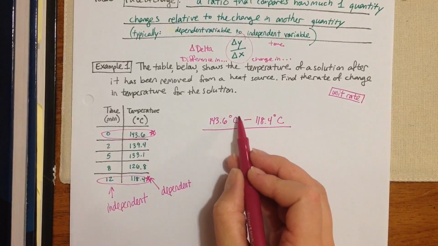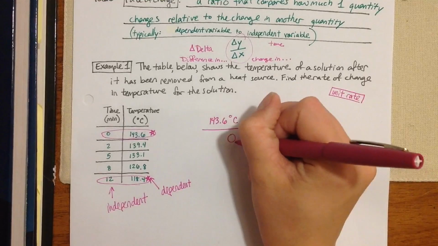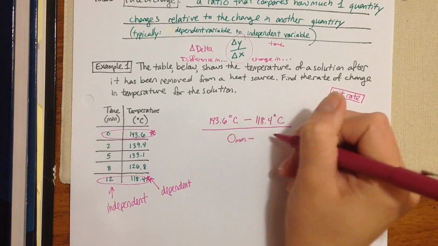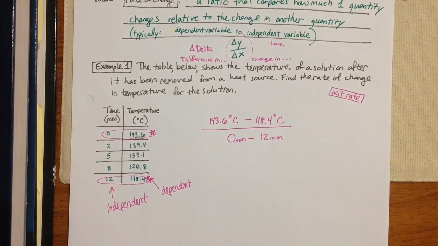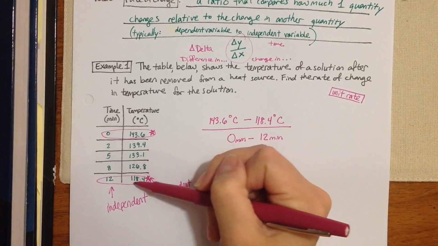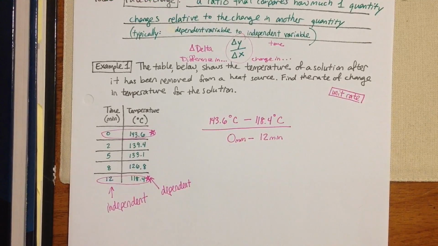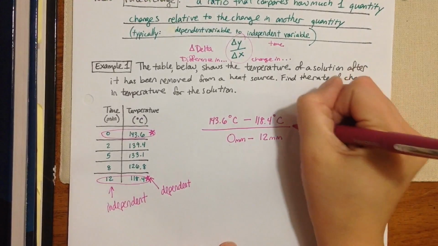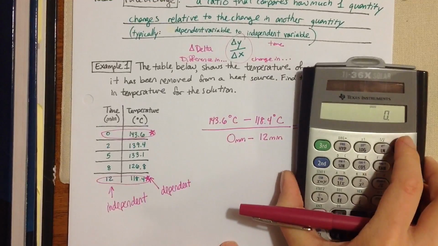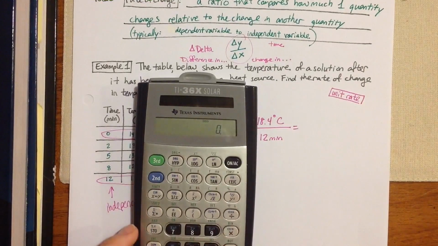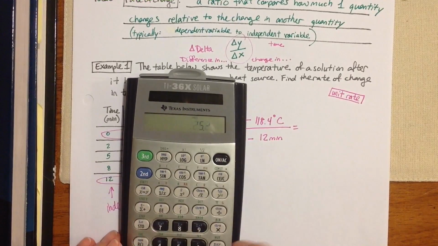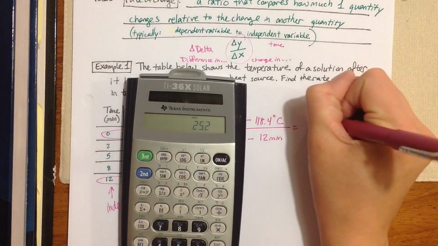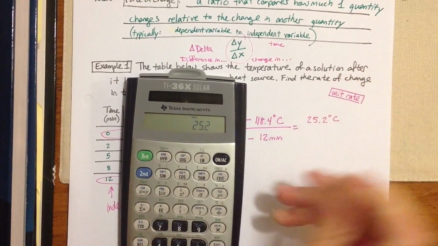Well, at 143.6 degrees Celsius, that happened at 0 minutes. And I'm going to take away from that 12 minutes. And I'm going to get a negative, but that kind of makes sense, right? We see that the temperature is decreasing as time goes on. If the heat source is gone, the solution is going to start getting colder minute by minute. So let's see what happens here. Just so I get my right number, we have 143.6, and I'm going to subtract 118.4. 25.2 degrees Celsius is the change there.